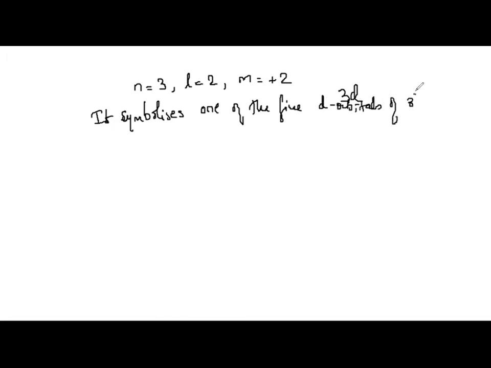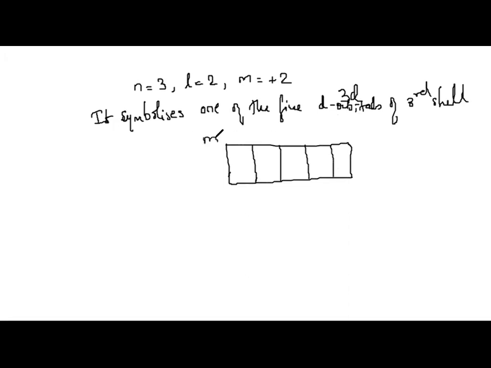Of third shell. Yes or no? So one of the 5d orbitals of third shell. So we know that there are 5 d orbitals: 1, 2, 3, 4, 5. So m for l = 2 is minus 2, minus 1, 0, plus 1, plus 2. So these are the 5d orbitals.